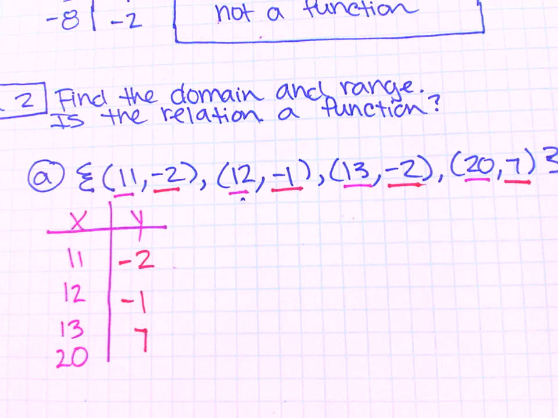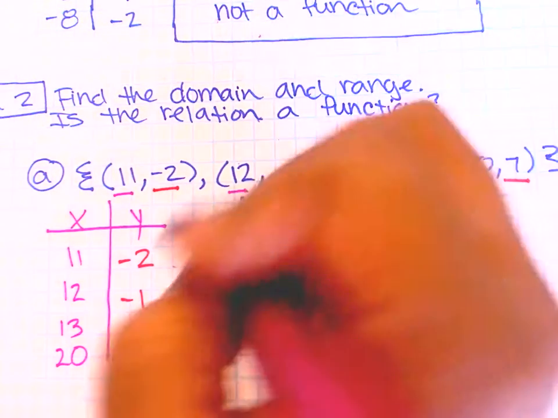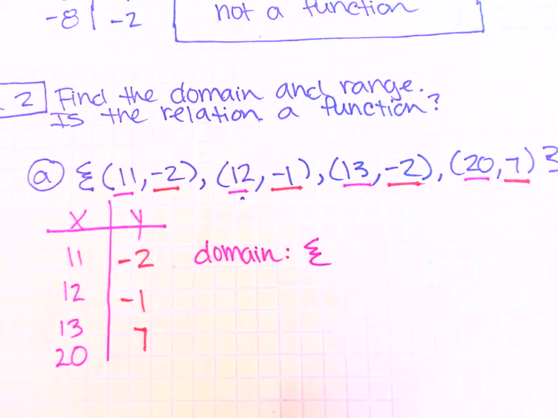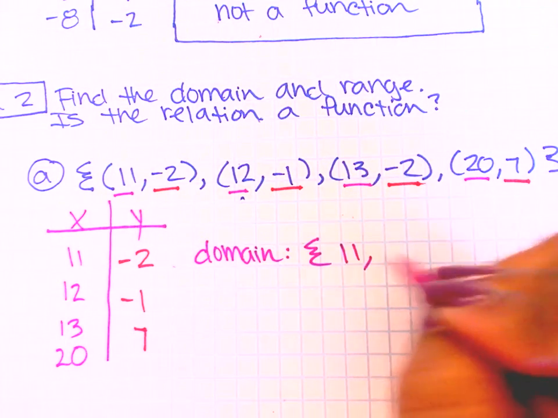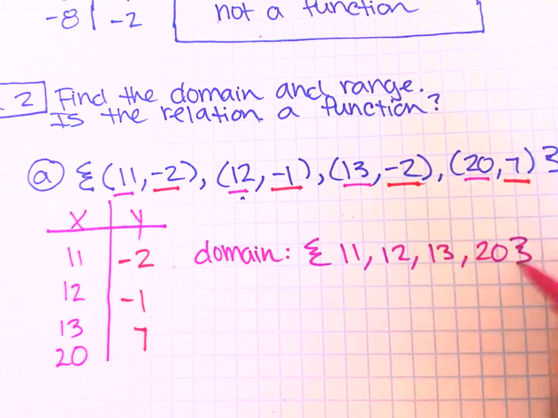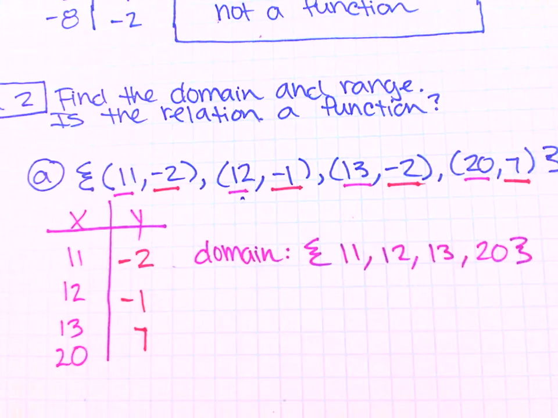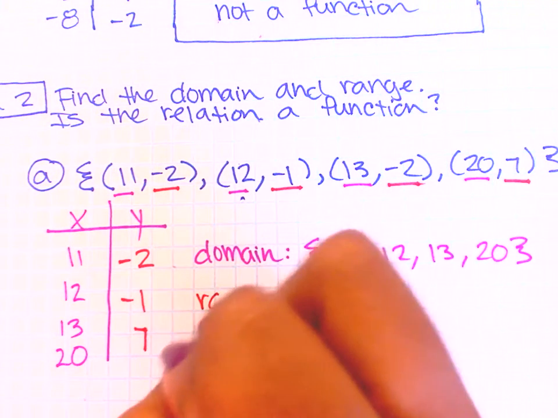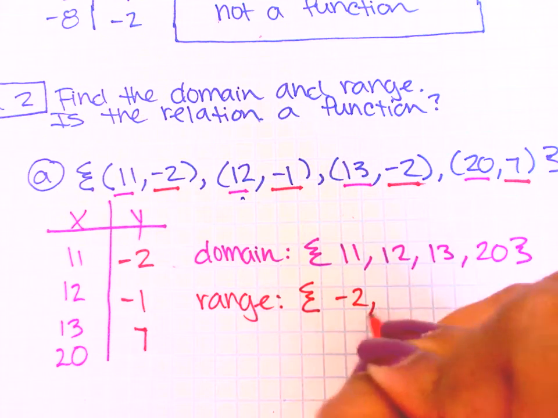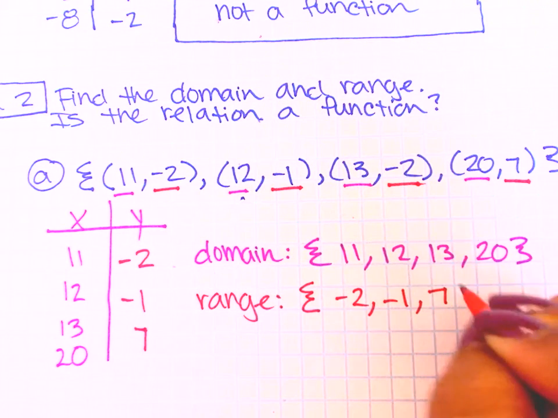All right. So, write the domain and the range. We can do that. That's easy. Domain. I look at my x's. I have 11, 12, 13, and 20. And then I need to write my range. I'm going to look at my y's. -2, -1, and 7.